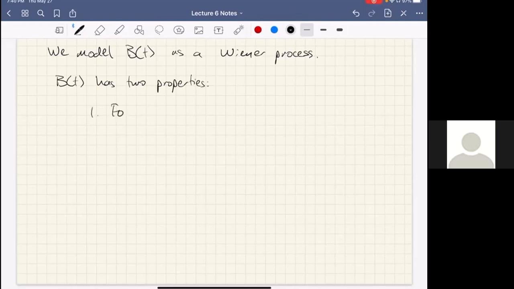First, for times T1 and T2, the increment in B from T1 to T2, which I'm going to call B of T2 minus B of T1, is a random variable. Each of these positions is random at T2 and T1. The difference between them is going to be a Gaussian random variable. So N means this is the Gaussian distribution with mean 0 and some variance sigma squared times T2 minus T1.